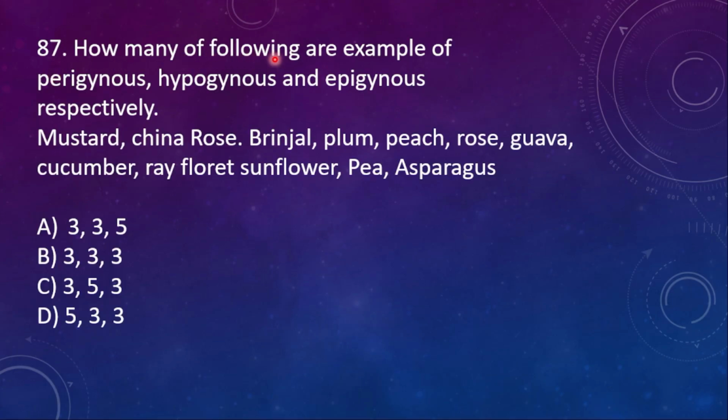87. How many of the following are examples of perigynous, hypogynous and epigynous respectively? Mustard, China rose, brinjal, plum, peach, rose, guava, cucumber, ray floret of sunflower, pea and then asparagus. Among them, how many are perigynous, how many are hypogynous and then how many are epigynous, he is asking. So for the 87th question, the answer is 333.